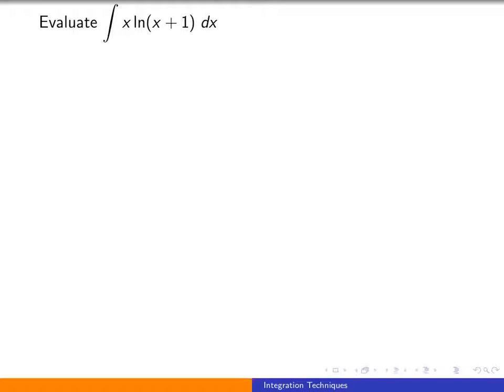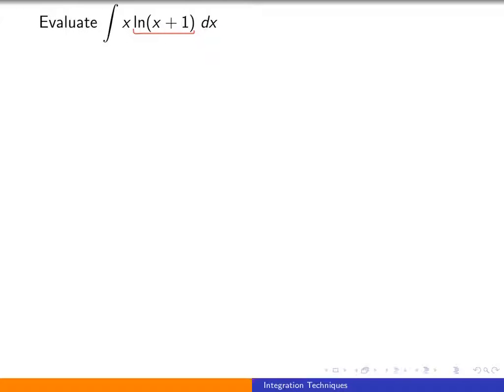In this example, we will evaluate the indefinite integral of x times natural log of x plus 1. Now, we see that we have one of these desired forms for integration by parts, x times a function. And many times in that situation, we would let u be x and dv be the function. The problem is, if we look at the function that we have here, natural log of x plus 1, that would require a separate integration by parts to anti-differentiate.